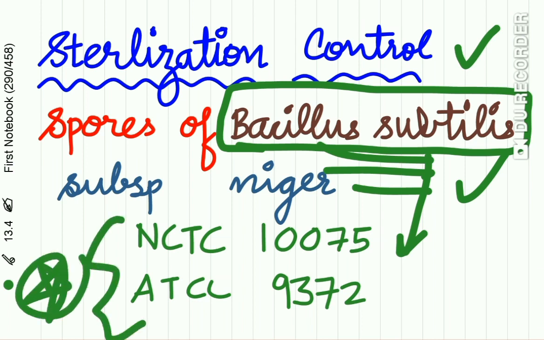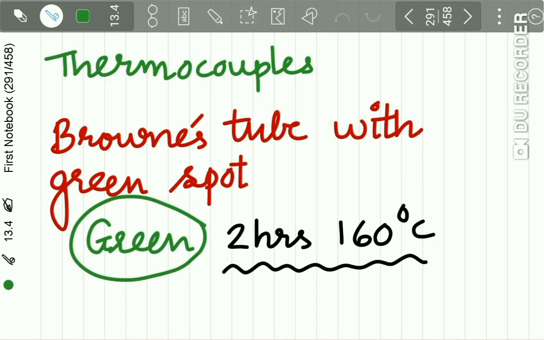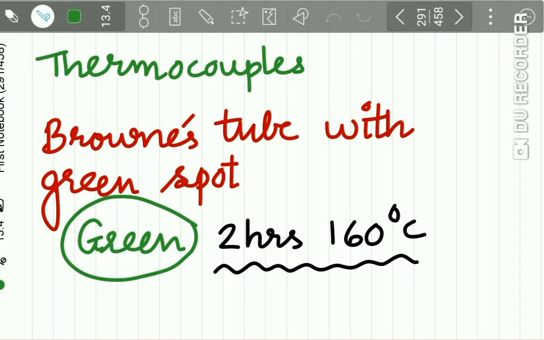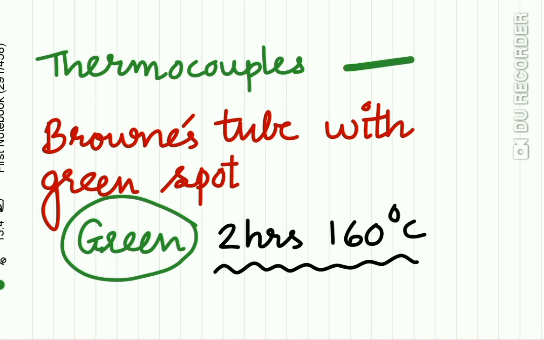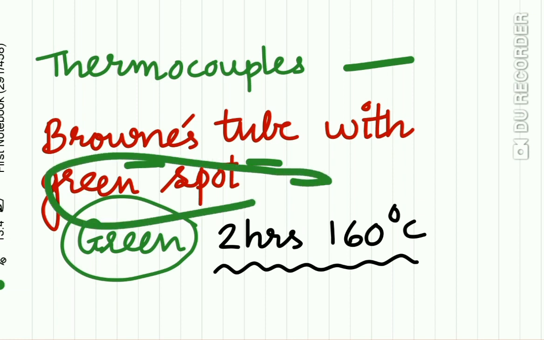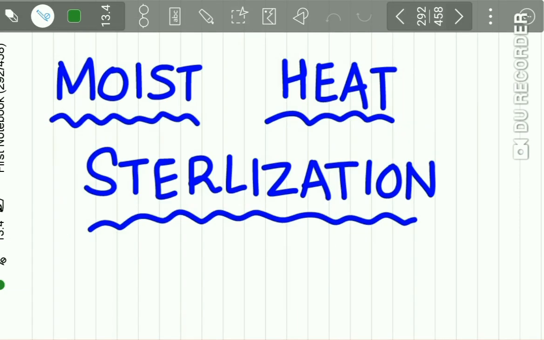So these are questions for your PG entrance exams. Also, thermocouples may be used to record the temperature inside the hot air oven, and Browne's tube may be used to determine the sterilization in a hot air oven. After sterilization, a green color spot is produced in the Browne's tube. That is after 2 hours of sterilization at 160 degrees Celsius.